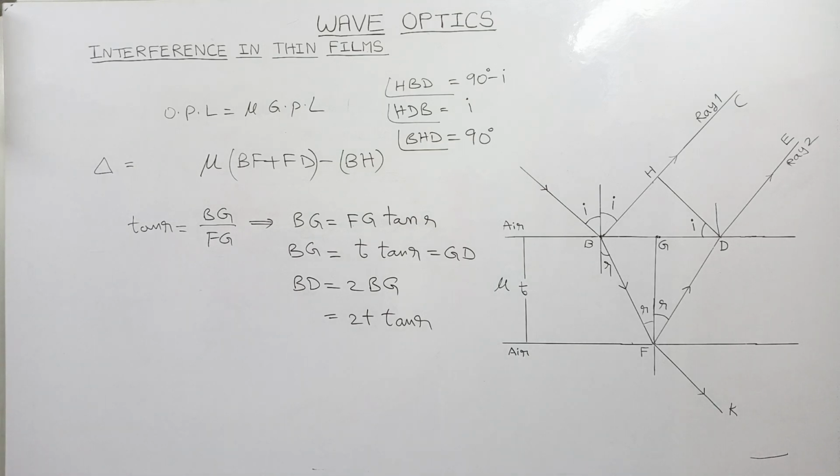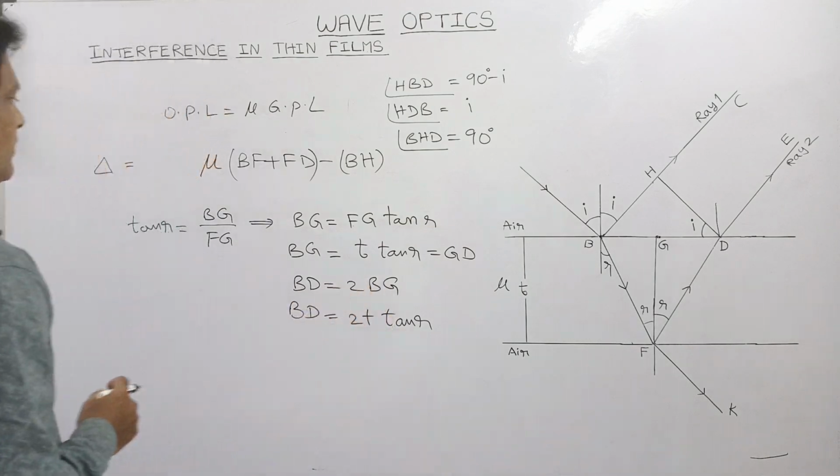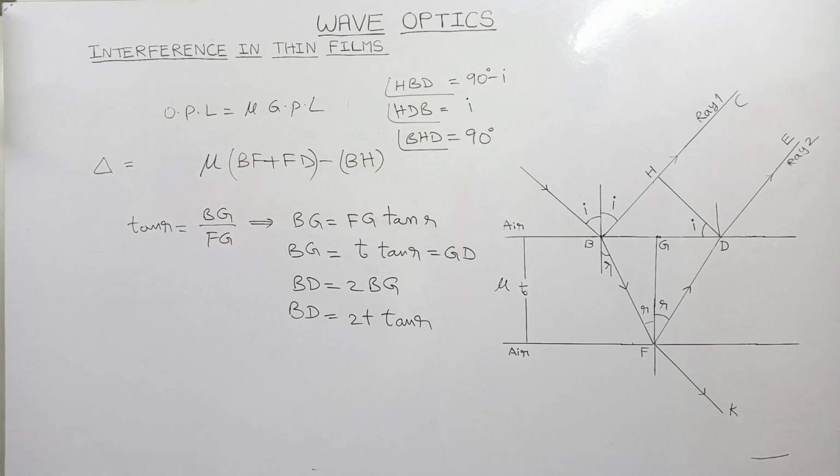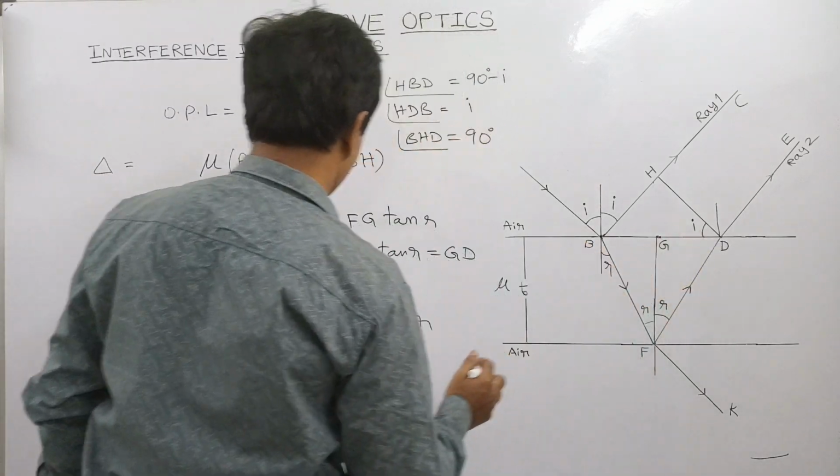Here the path difference we have taken as the optical path difference, as mu into BF plus FD minus BH. Now we need to calculate what BH is. See, BD has come as 2t tan r. Now we calculate BF and FD.